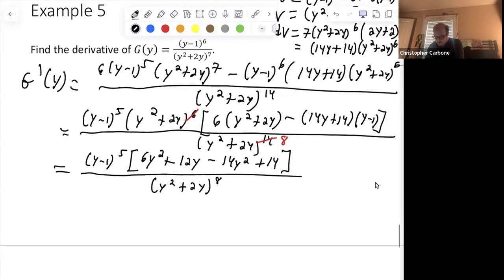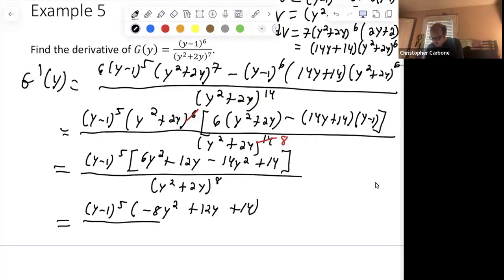And then we could slightly simplify a little bit more in that numerator to be (y minus 1) to the 5th times (negative 8y squared plus 12y plus 14), all divided by (y squared plus 2y) to the 8th power. So let me know if you have any questions or concerns. Thank you.